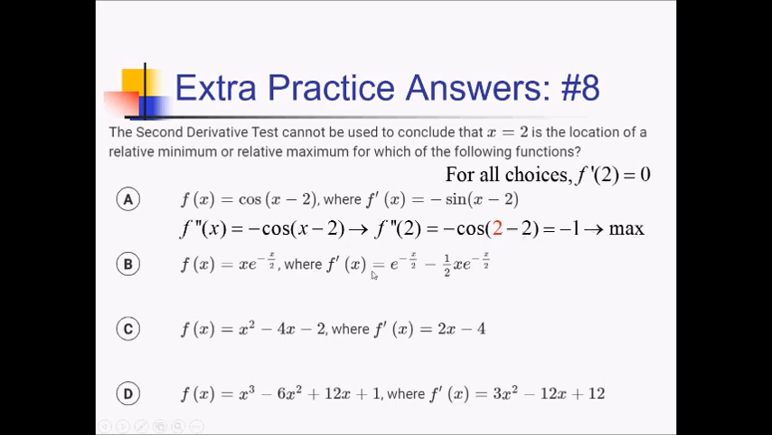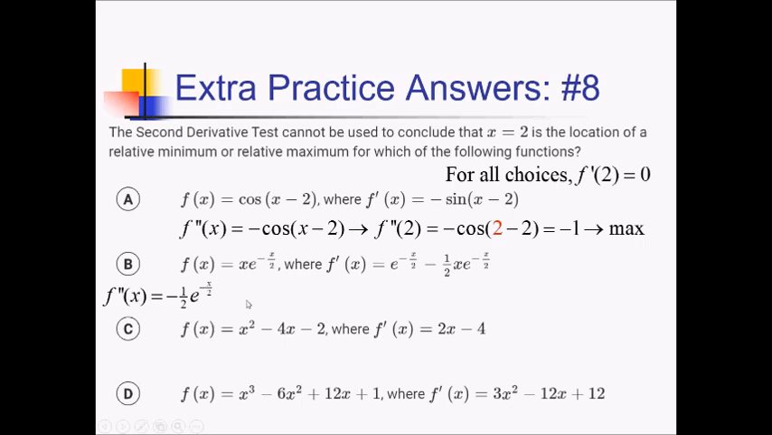Now for choice B. Well, this is a little bit of a beast, but let's go ahead and take this derivative. This is going to be a chain rule for the first term. We have negative 1/2 e to the negative x over 2. For the next one, we have a product rule. So I'm just going to do u prime v plus uv prime. I'm not going to worry about the box and ribbon on this one.